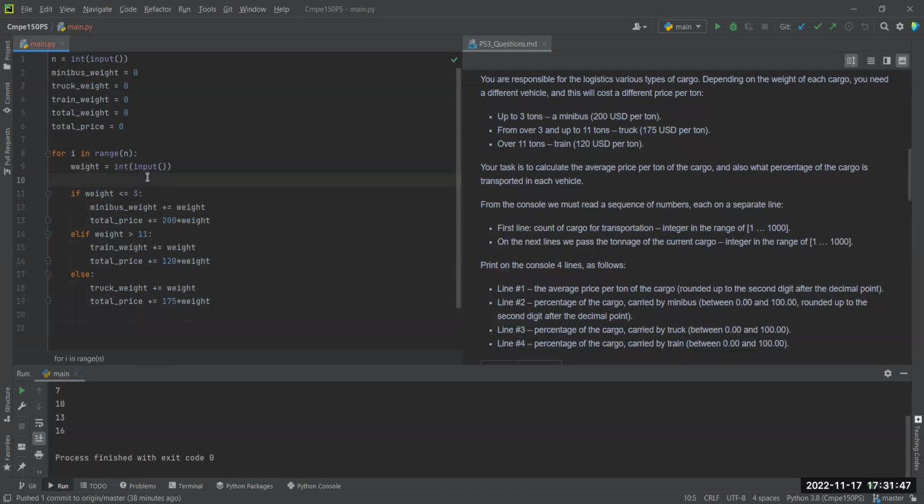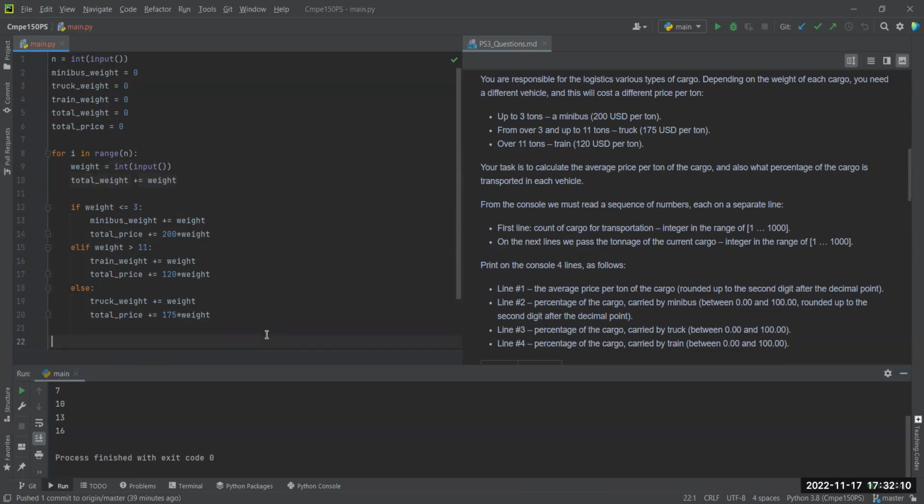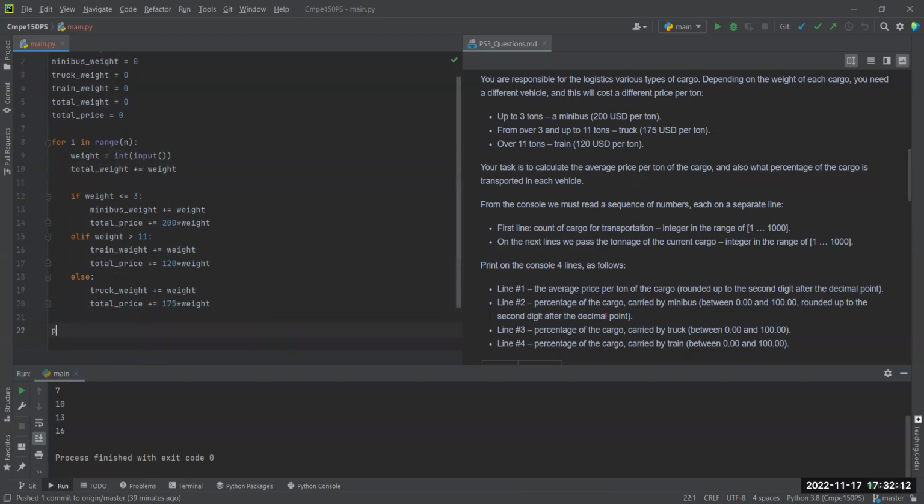Okay. Oops, I've forgotten something here, and I should add my weight at first of all to the total weight, because I should take the weight at last, and I should decide the logistic method at last. So I am going on with the average price. So average price is calculated just like that: total price divided by total weight.